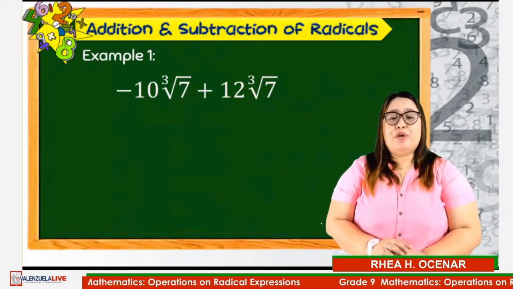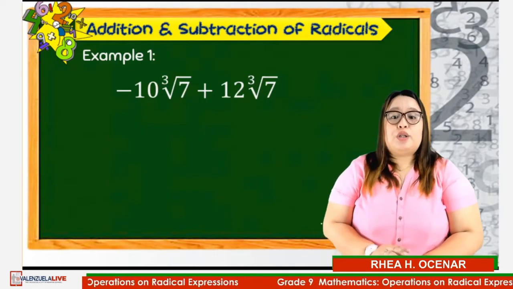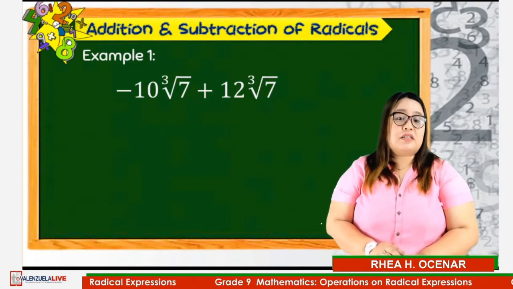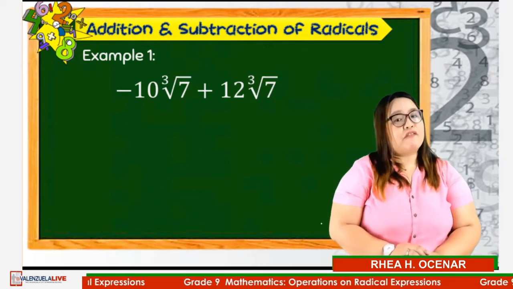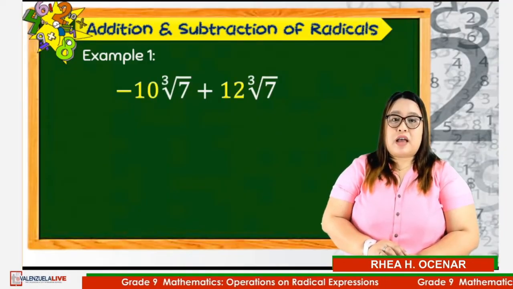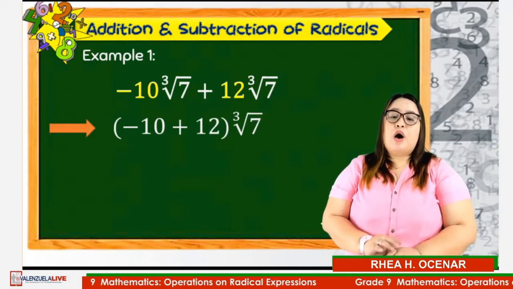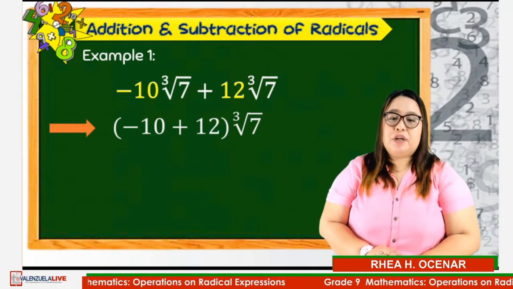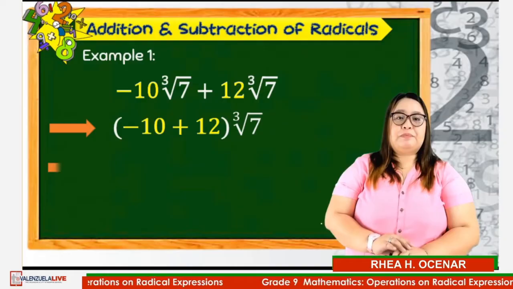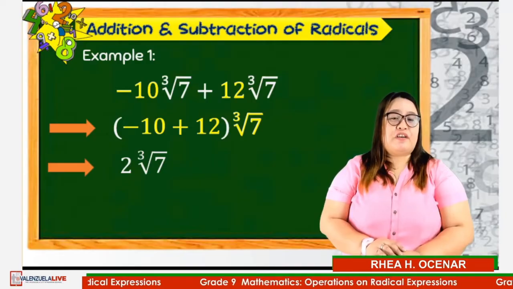Negative 10 cube root of 7 plus 12 cube root of 7. The two radicals are like radicals. As you look at the radicands, they are in their simplest forms. Thus, we simply add the coefficients, negative 10 and 12, and it becomes the quantity negative 10 plus 12 times cube root of 7. By simplifying, it will be 2 cube root of 7.